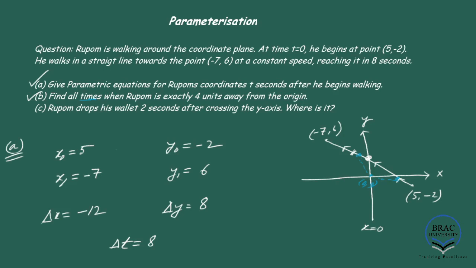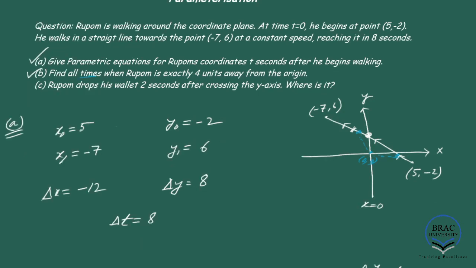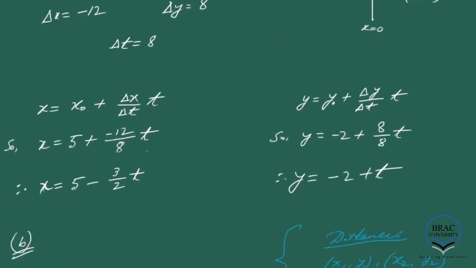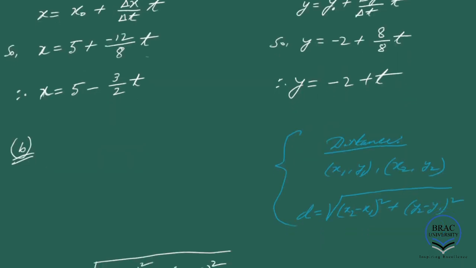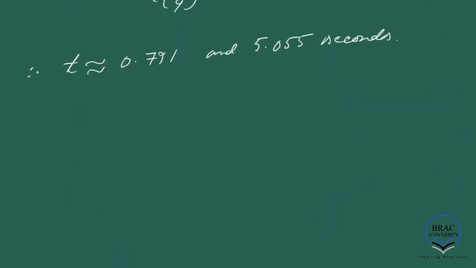In order to do that, we're going to use the idea that x is equal to 0. We have to see Rupam's x coordinate, and we can find that from the parametric equation we have found, x equal to 5 minus 3 over 2 times t. If we plug in x equal to 0, then we get Rupam's location when he's crossing the y-axis. So we can go ahead and start working on part C of this problem.